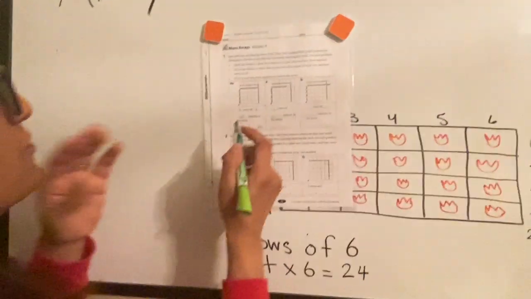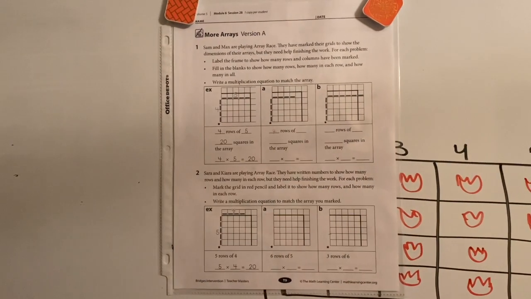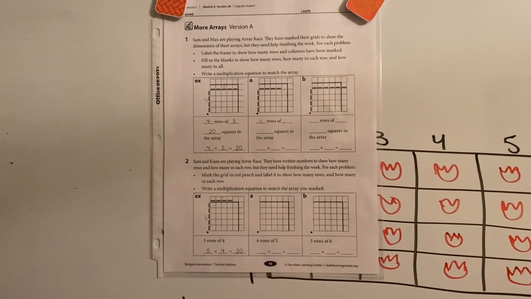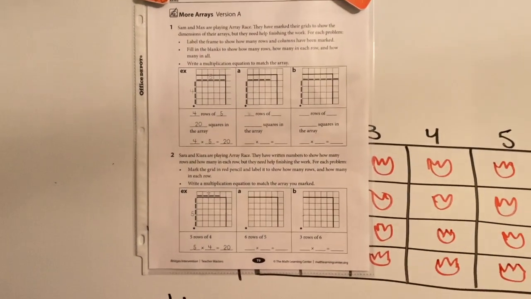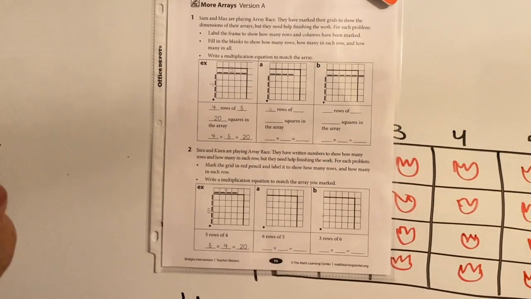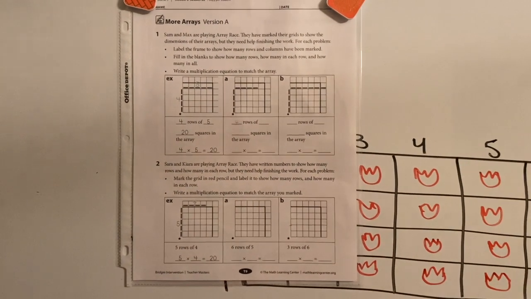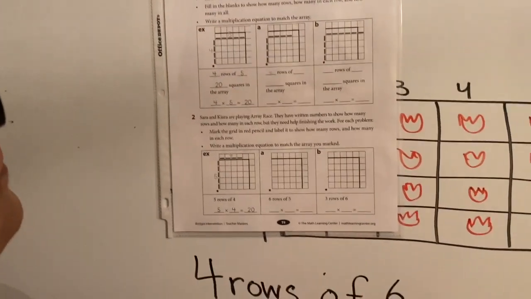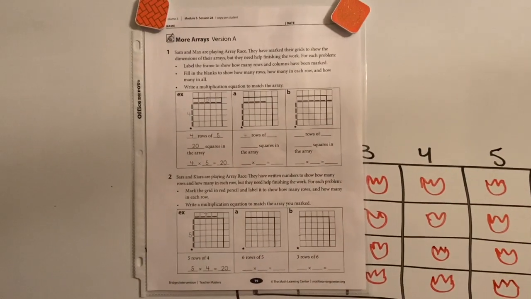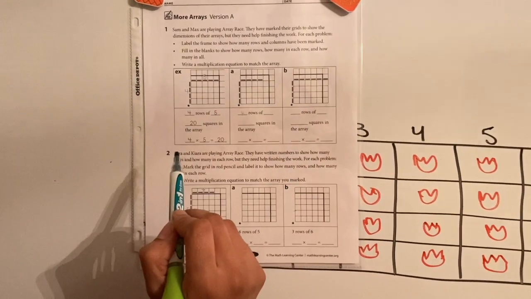The first one is done for us, so let's go through it. Sam and Max are playing array race. They have marked the grids to show the dimensions of their arrays, but they need help finishing the work. For each problem, label the frame to show how many rows and columns have been marked. Fill in the blanks to show how many rows, how many in each row, and how many in all. Write a multiplication equation to match the array. That's a lot of instructions. So let's do this.